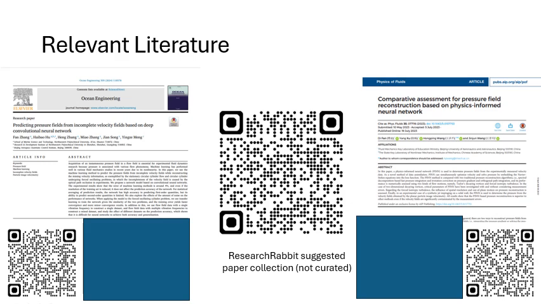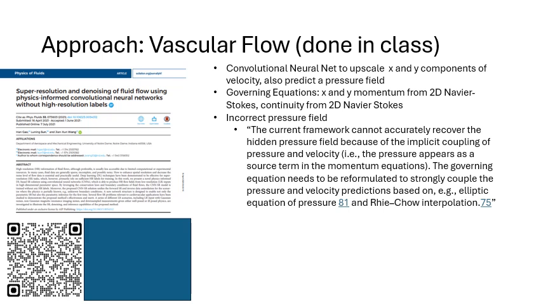We actually did something just like this in class. We followed this paper that used MRI vascular data. I can't remember if it's synthetic or real. And then they upscaled it and predicted an upscaled version of the U and V components of velocity, so X and Y components of velocity, as well as a pressure field. They did that by training the neural net on the Navier-Stokes equations, the 2D versions of the Navier-Stokes equations. But they note in the paper that the pressure field that they predict is actually incorrect, and then they gave some advice on how to make it better.